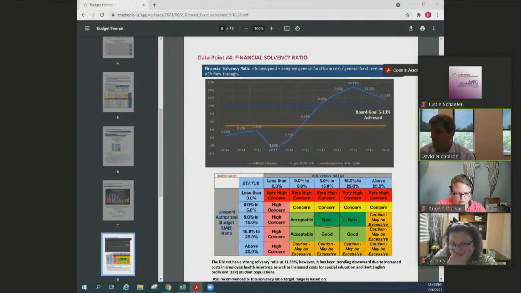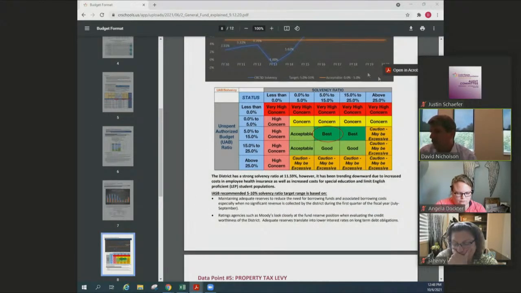So now when we're looking at our unspent balance, you can see we're up at 13.92 that the other document showed. And you can kind of see where we want to be. This is offered by IASB, the Iowa Association of School Boards, as their guidance. This is kind of the best place they want us to be in, between 5 and 15. That's kind of where we're at right now. Our unspent balance is not quite that high. We are in both our unspent balance and solvency ratio right here, and that's where we want to be. That's where we're striving to keep maintaining. This is where we're at.